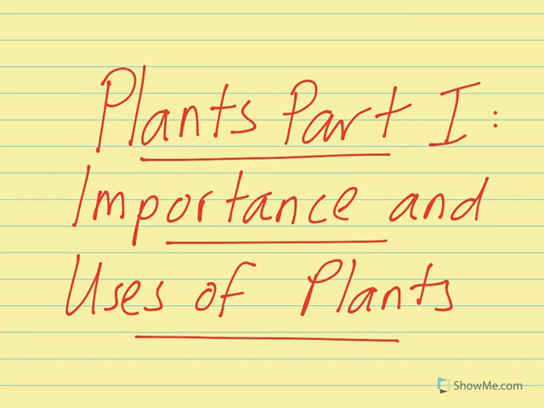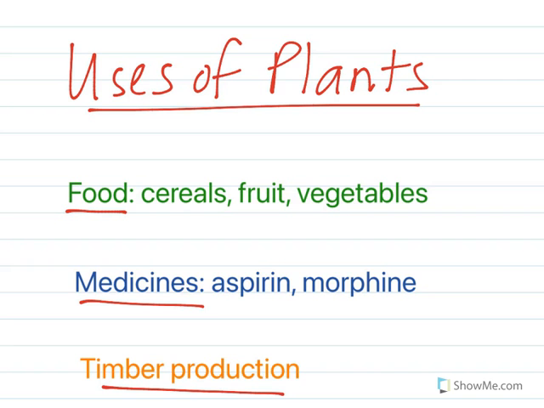Hello everyone, and welcome to the first part of the plants part 1 unit, importance and uses of plants. We'll look at the uses of plants first of all. They're important for food like cereals, wheat and maize, fruit and vegetables of course, medicines like aspirin and morphine, morphine comes from poppies, and of course timber production.